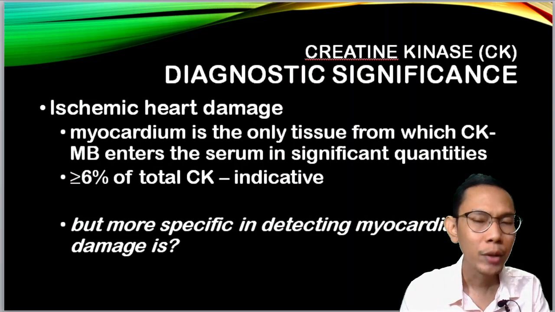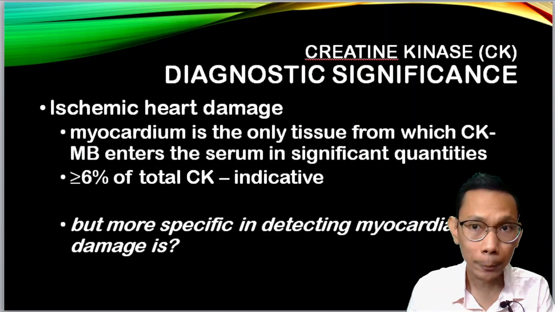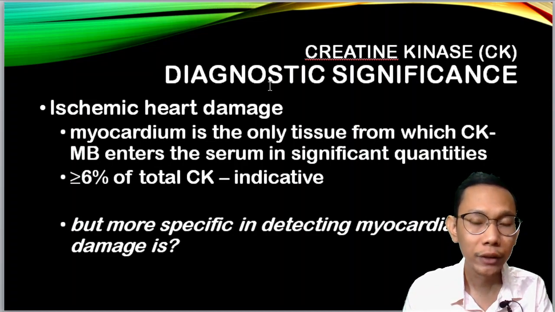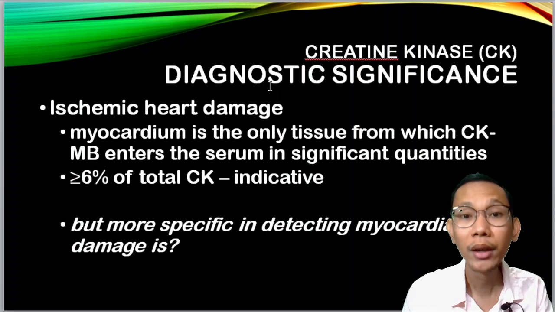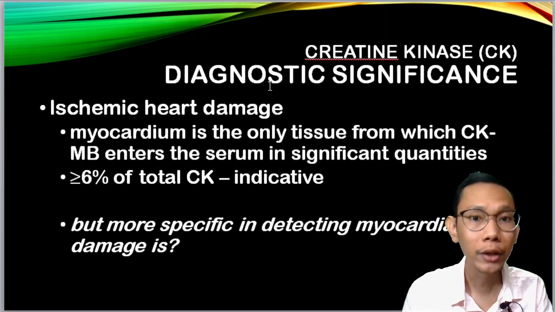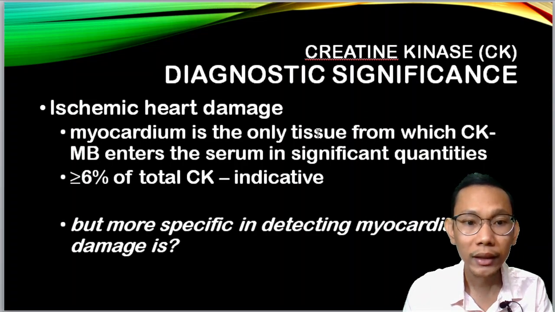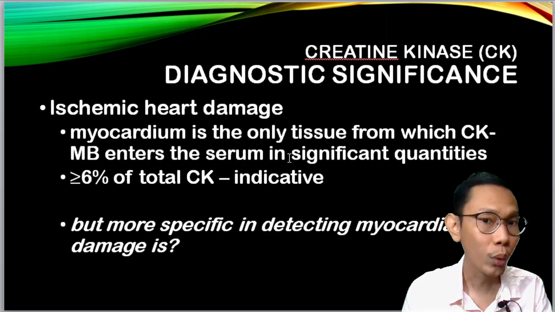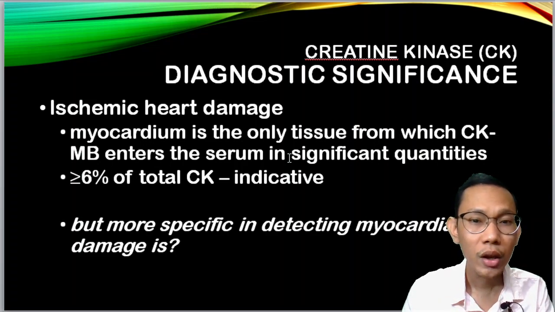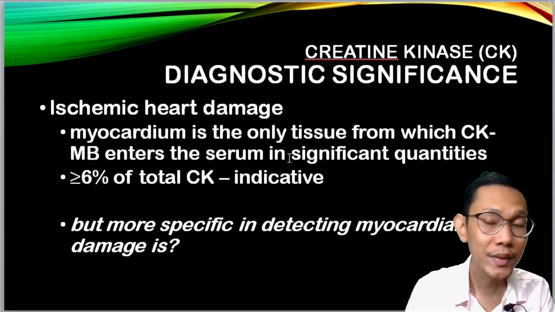So in short, in patients with acute myocardial infarction, the patient would tend to have increased levels of trop I and trop T, and these are the most specific and sensitive markers for that. But in terms of enzymes, CKMB can also be helpful because it is the only tissue that can enter the serum in significant quantities. So it's not just trop I or trop T; we could correlate it with other enzymes, specifically your CKMB.